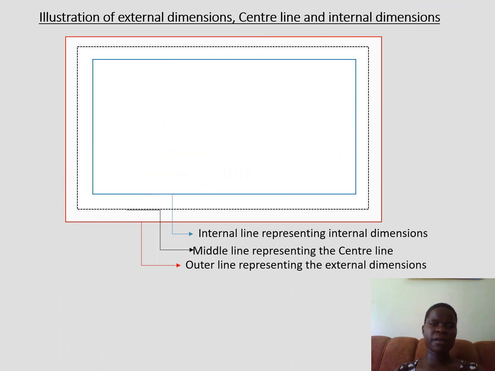In this diagram, we have an illustration of external dimensions, centerline, and internal dimensions. The outer line in red represents the external dimensions. The middle dotted line in black represents the centerline. The internal line, which is in blue, represents internal dimensions.